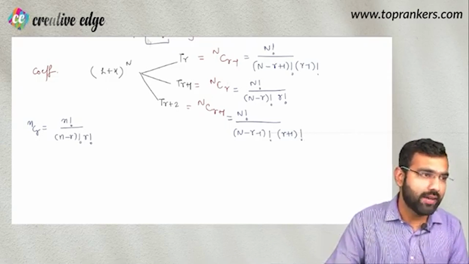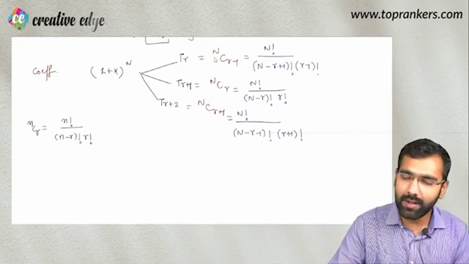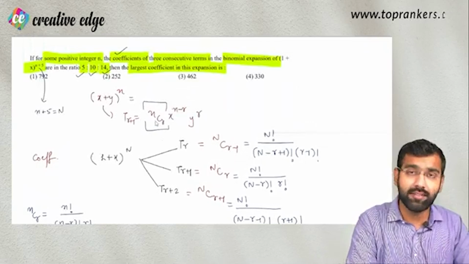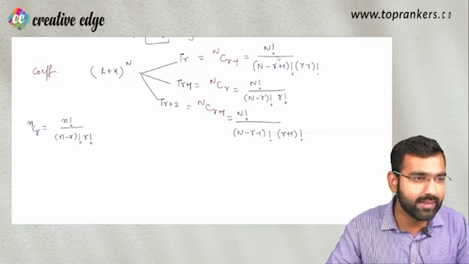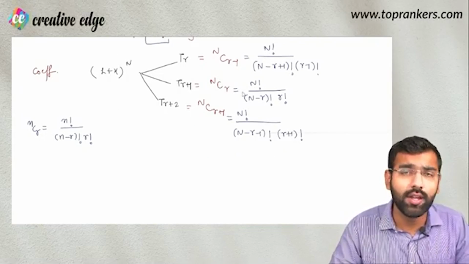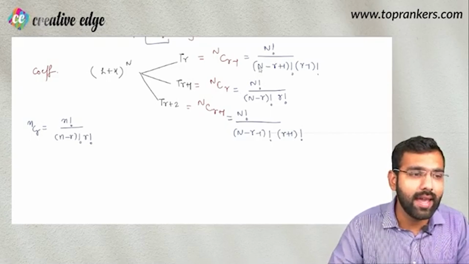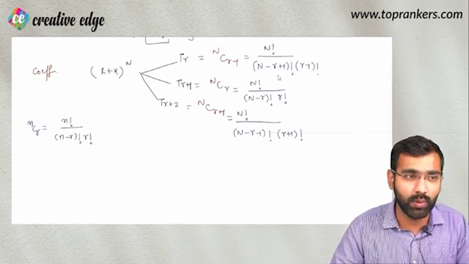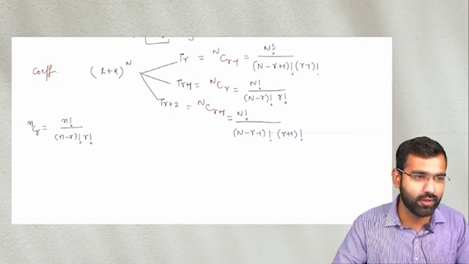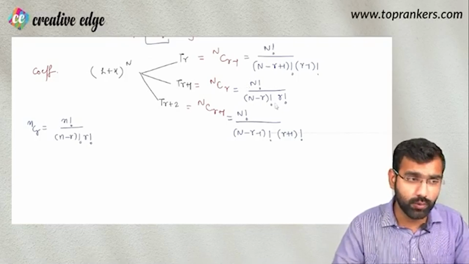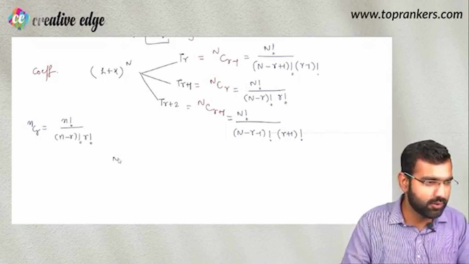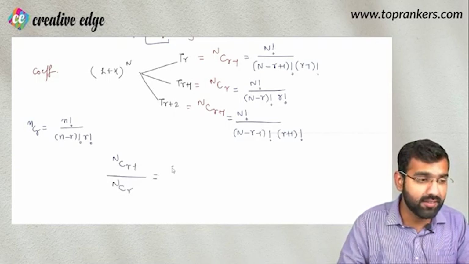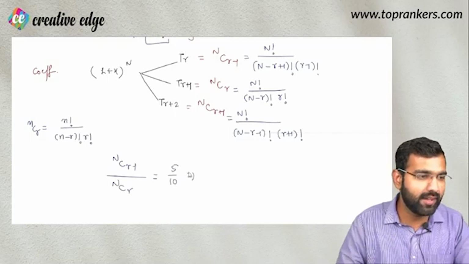Now, if you try and cancel things here, see, NCr minus 1 upon NCr, this is the first ratio we are given. That ratio is 5 is to 10. Now, if you simplify that ratio, are you realizing that this n factorial cancels this n factorial? Not just that, one more thing you get is n minus r plus 1. I hope you're realizing what I'm trying to convey here. n minus r plus 1. Let me simplify this so that you don't get confused. So I'm going to write NCr minus 1 upon NCr, which we are given as 5 is to 10. So if I were to simplify this, how will I be writing it?